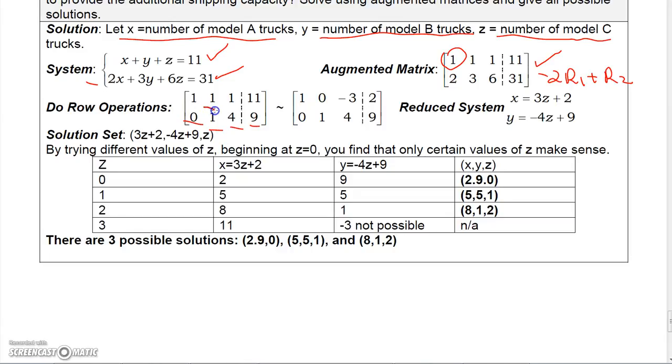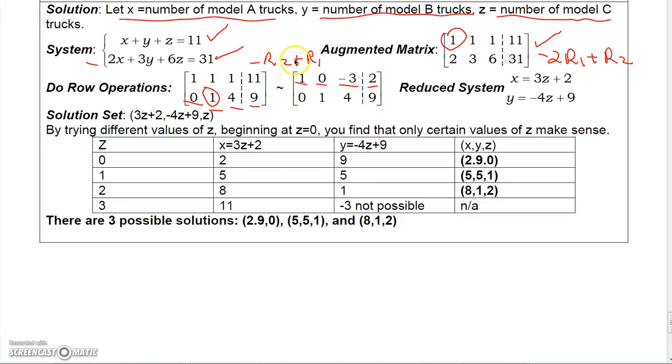So now I need a 1 here, which I already have. So all I have to do to get rid of the one that's above it is just do minus row 2 and add that to row 1 to give me a new row 1. So minus 0 plus 1 is 1, minus 1 plus 1 is 0, minus 4 plus 1 is -3, and minus 9 plus 11 is 2.